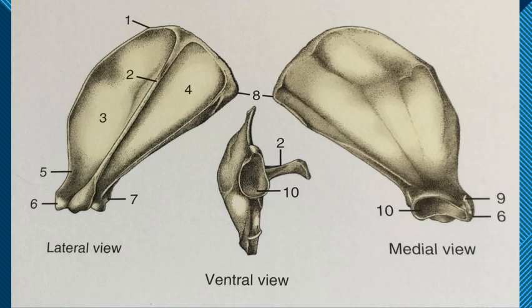It has three borders: one is the cranial border, a caudal border, and the third one is the dorsal border. Cranial border is sharp and thin, and it is convex proximally and concave distally. On the other hand, the caudal border is comparatively thicker and it is straight.